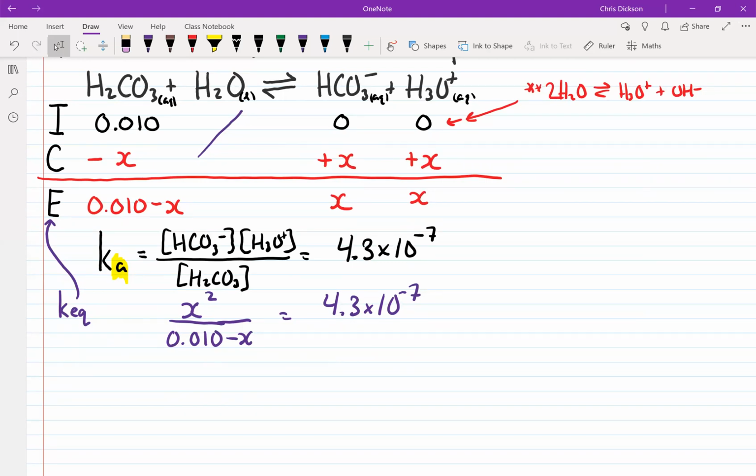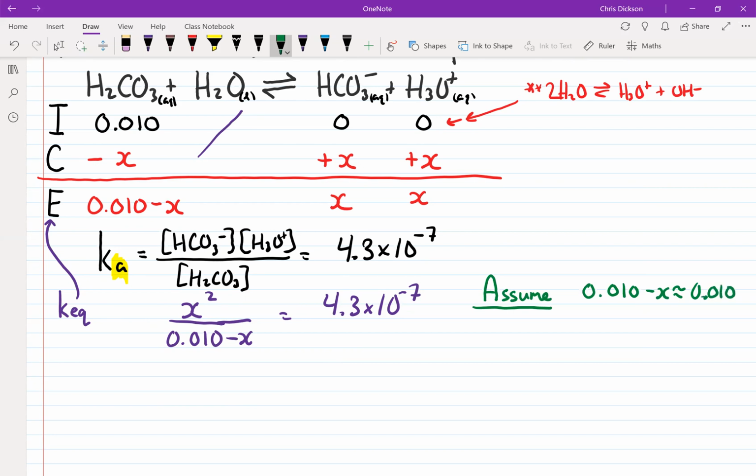So I'm going to make an assumption here. And the assumption I'm going to make is that this x value is very low. I'm going to make the assumption it's a very small amount that actually ionizes, and I'm going to have to go back and test my assumption to verify that. So I'm going to make the assumption that the value 0.010 minus x is pretty much going to be equal to 0.010.